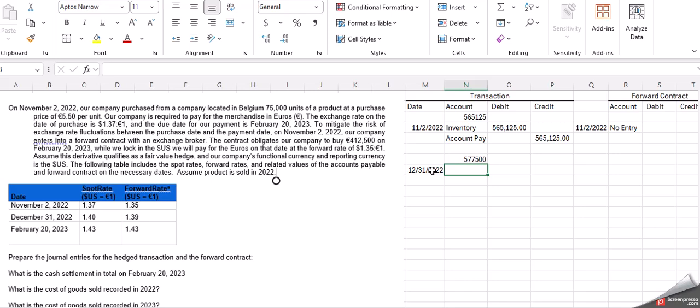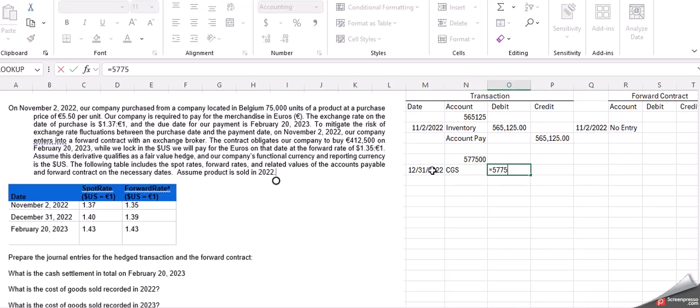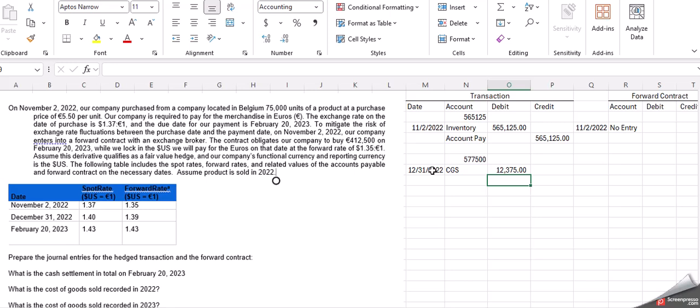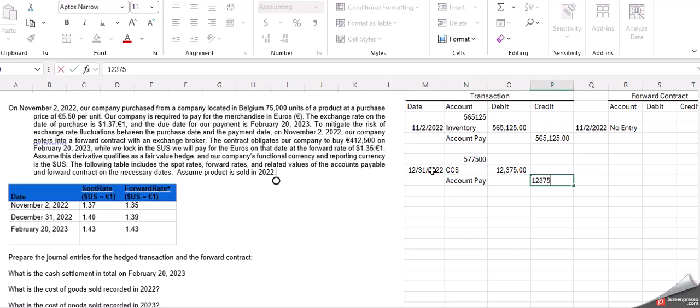So now I'm going to debit cost of goods sold, because again, we're assuming it's already sold, for the difference. 577,500 minus the 565,125 that we recorded above, a $12,375 difference. And then the credit is going to go to accounts payable, because again, the goal at the end of the year is to have that properly valued.